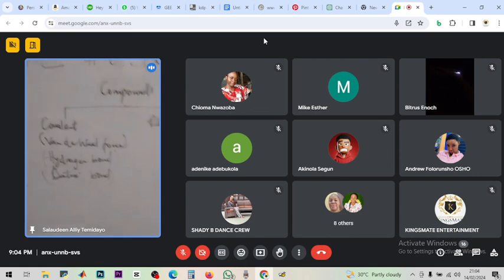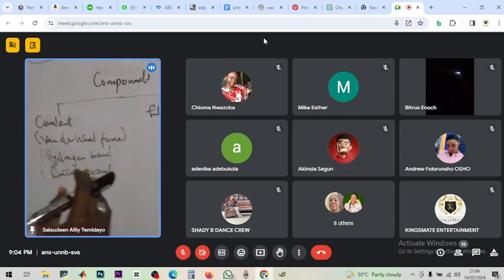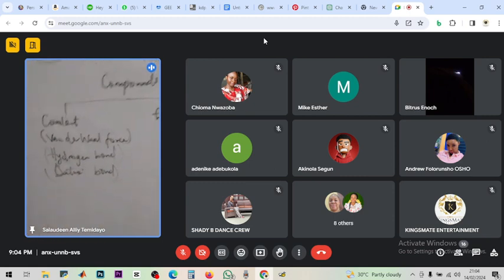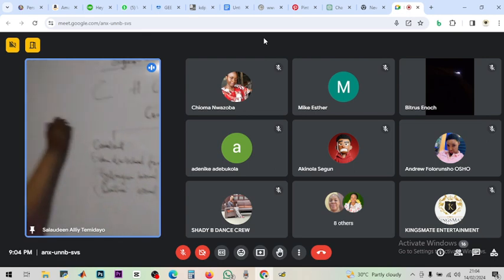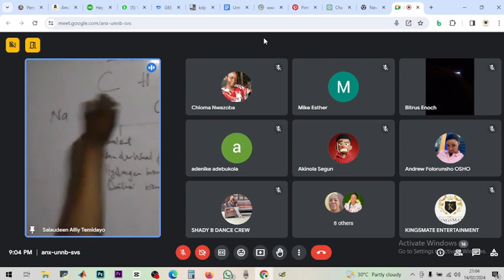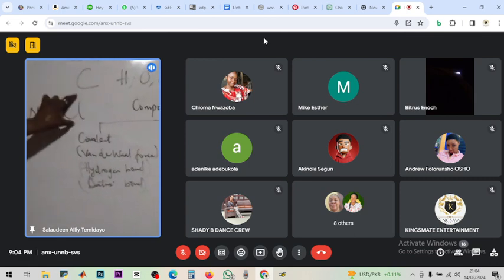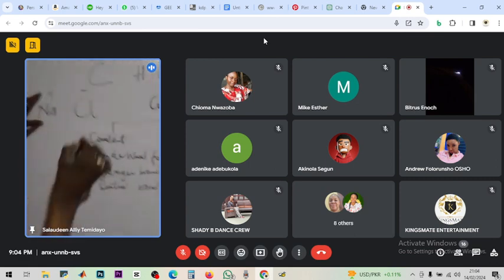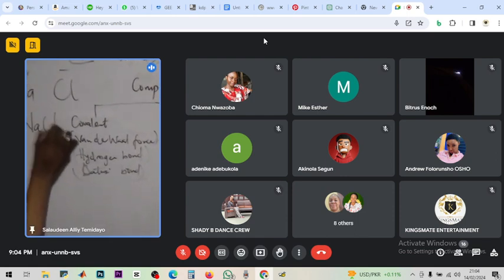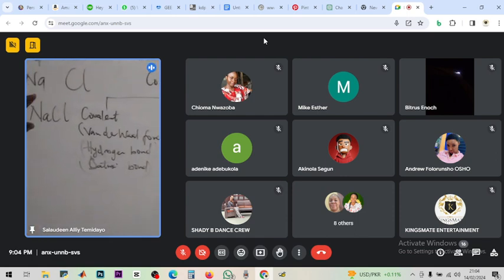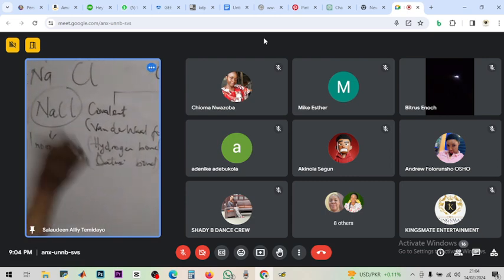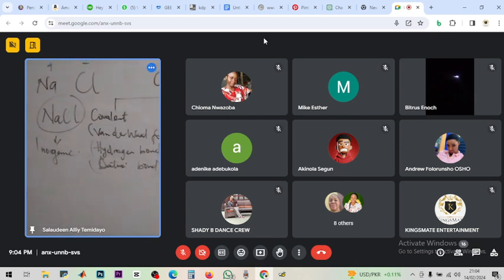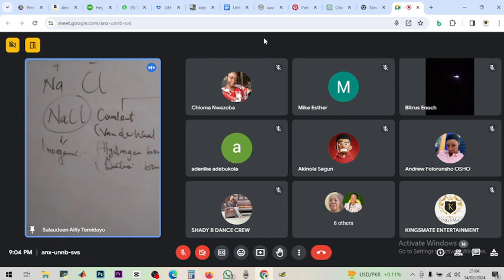Part of what we've been taught is that electronic combination involves the electrovalent method and the covalent method. The electrovalent method is also known as the ionic method. Sodium is a very popular metal. Chlorine is a very popular non-metal. When sodium and chlorine react, a metal reacts with a non-metal, they form an ionic compound. That's an electrovalent compound, so this compound is an inorganic compound.